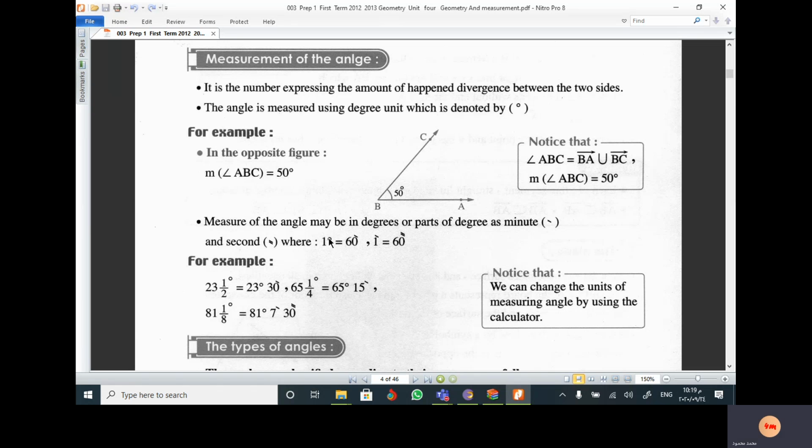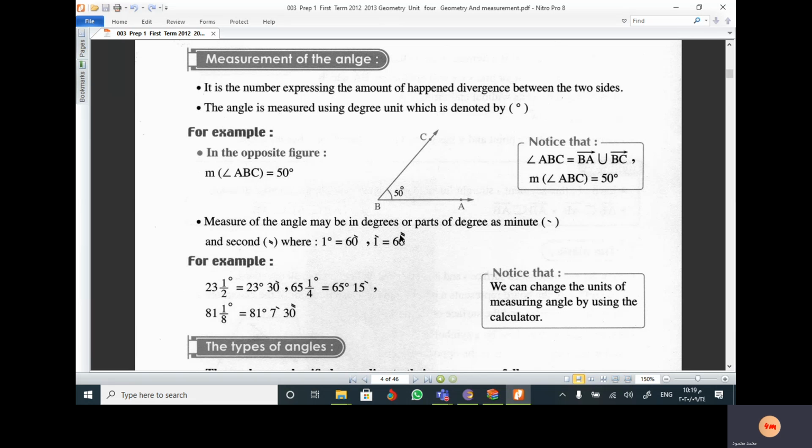Each degree equals 60 minutes, one small line here. 1 degree equals 60 minutes, and 1 minute equals 60 seconds.